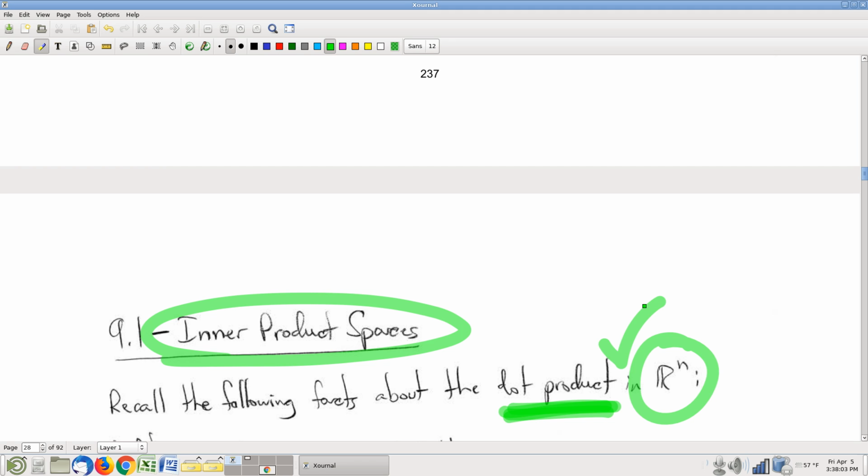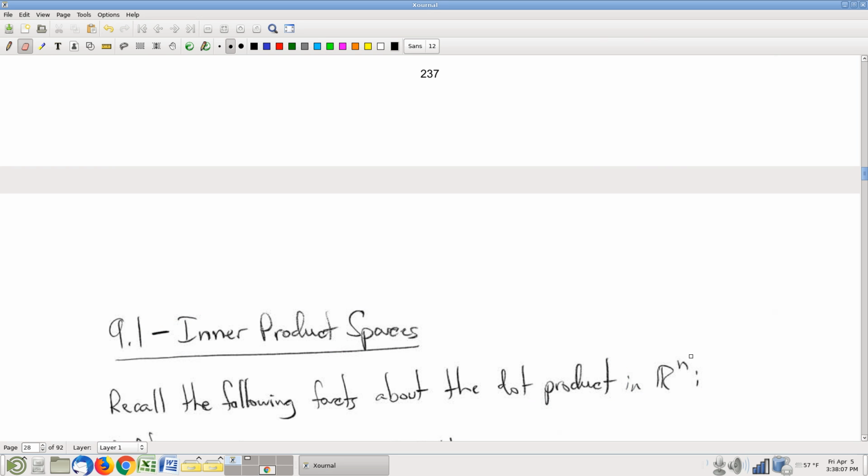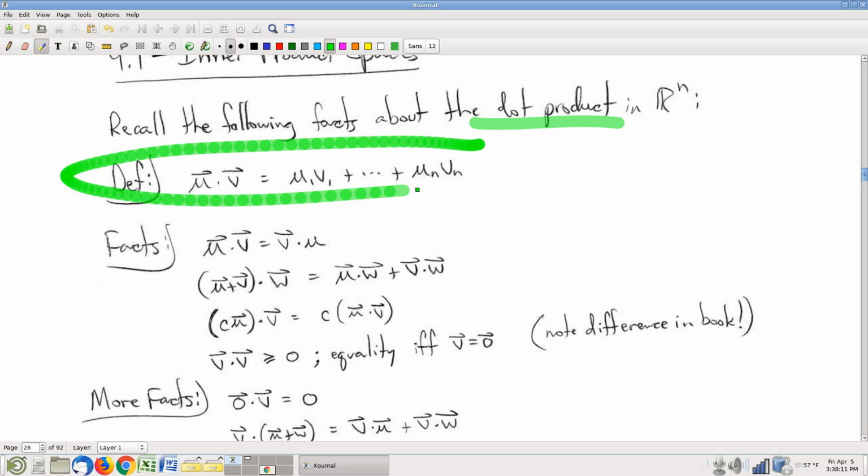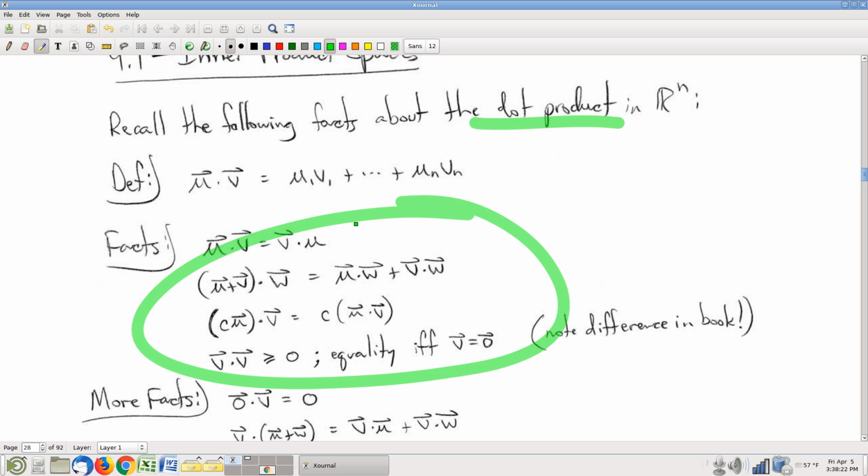Okay. So in order to do that, I have to remind you about the dot product. Don't forget the dot product in Rn is this formula right here. Flashbacks to Math 212. Here are some facts about the dot product. Four important facts about the dot product. Make sure you remember all this stuff. If you're a little rusty on Math 212 about dot products, it'd be a good time to brush up.